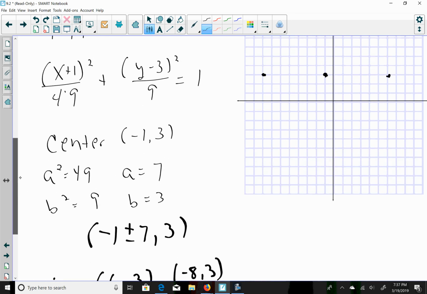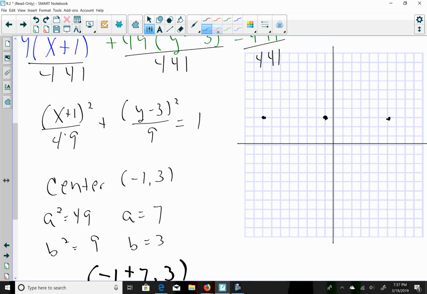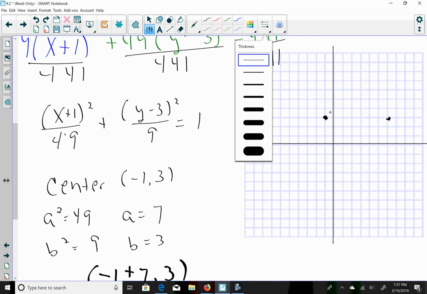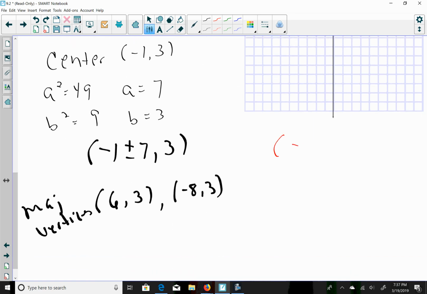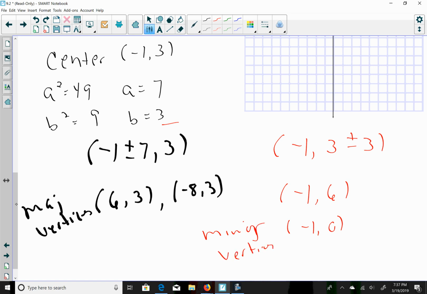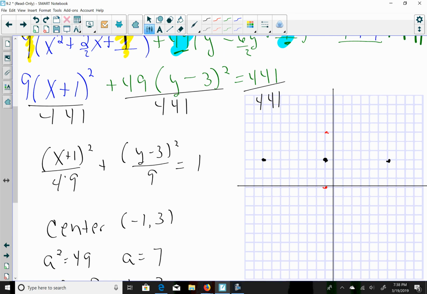Now to do my minor vertices, my b was 3, so that means I'm going to go up and down 3. 1, 2, 3. 1, 2, 3. So if I go to my center again, the x coordinate is not changing this time. I'm going to do 3 plus or minus my b, which is 3, happens to be the same number. So I'm going to have -1, and then 3 plus 3 is 6. And then -1, and then 3 minus 3 would be 0. So those are my minor vertices. And this is a sketch of my ellipse connecting those vertices.